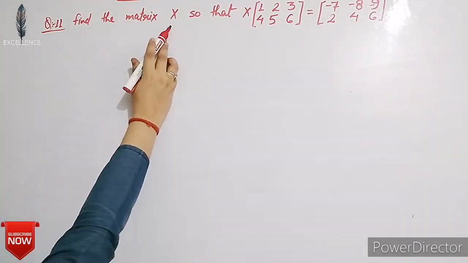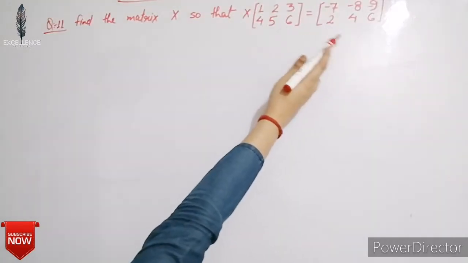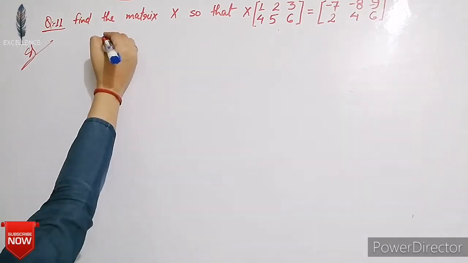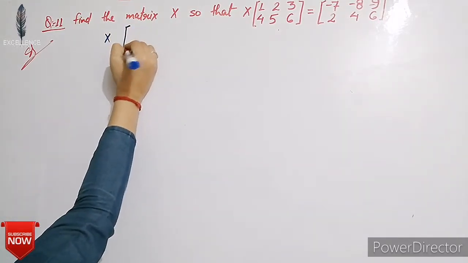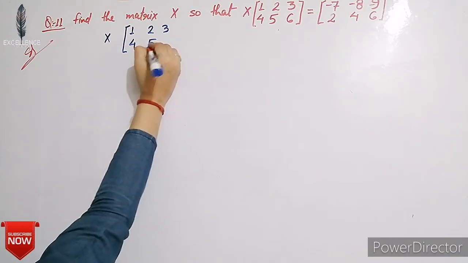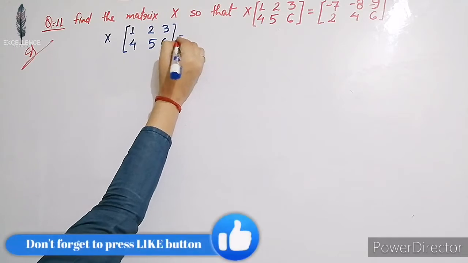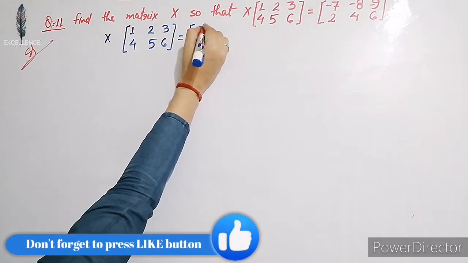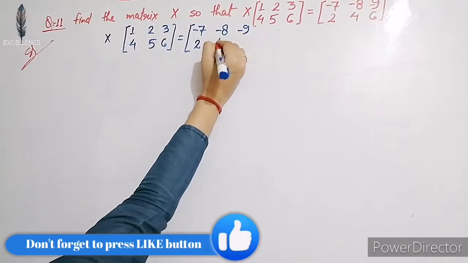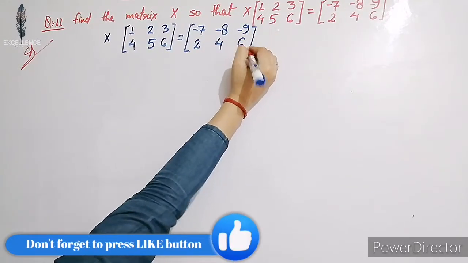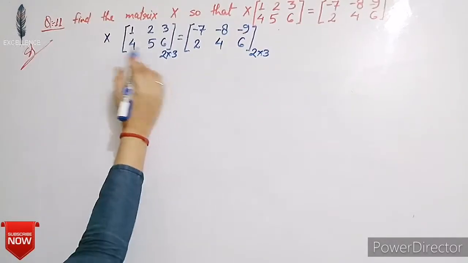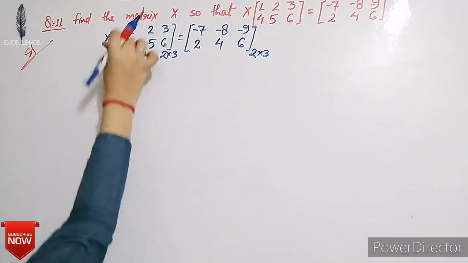Let's see the next question. Find the matrix X so that X multiplied by this is equal to this. Solve. Here X multiplied with the matrix 1, 2, 3, 4, 5, 6, which is of order 2 into 3, is equal to minus 7, minus 8, minus 9, 2, 4, 6, which is also of order 2 into 3. So the possible order of X is 2 into 2.